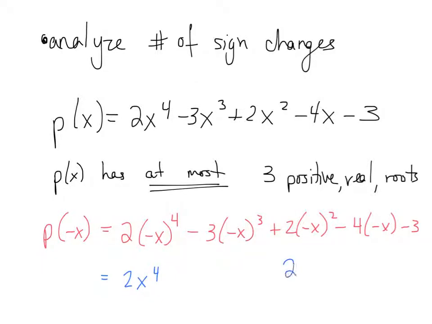So this becomes 2x squared. Again, the negative is still positive. What about a negative number that's been cubed? Like negative 3 cubed is what? Negative 27. So a negative cubed is indeed negative, right?